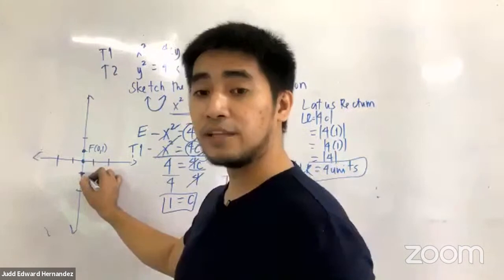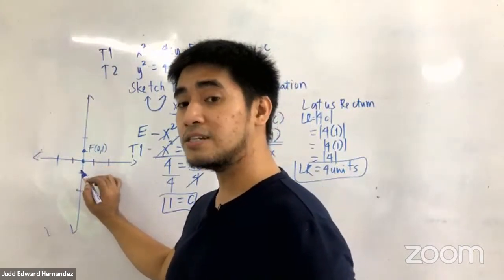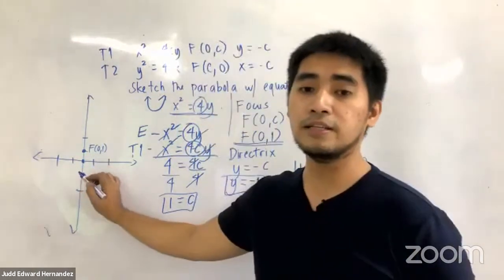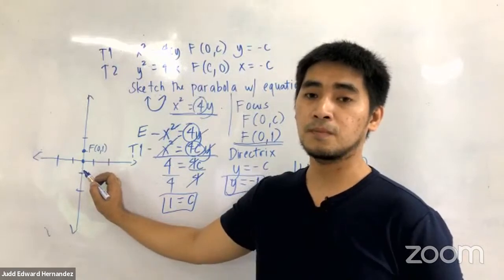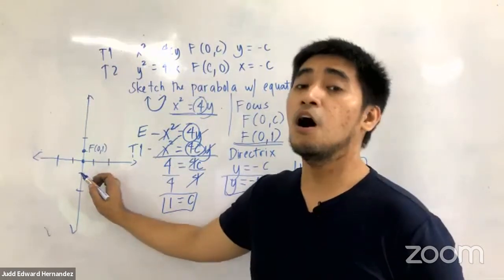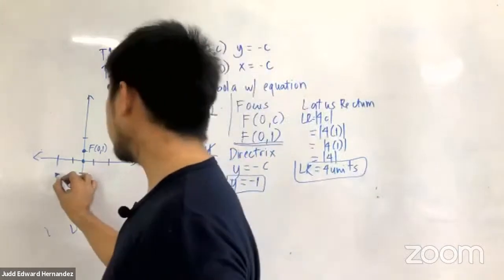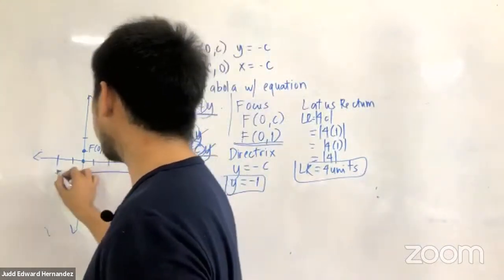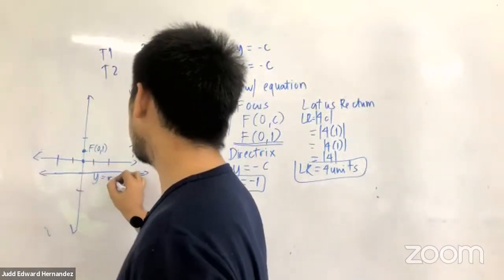Therefore, what is the graph of the directrix? Vertical or horizontal? Horizontal, because that is y. Okay, so this is our directrix. Y is equal to negative 1.